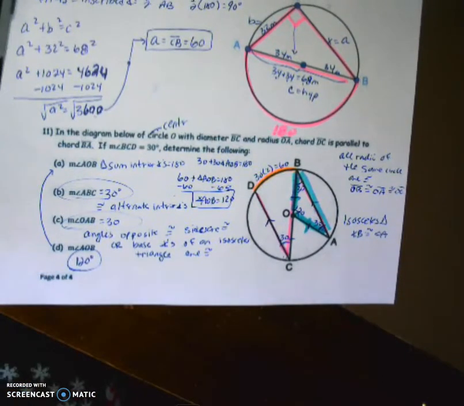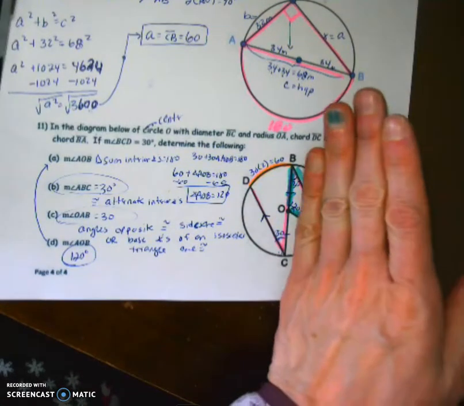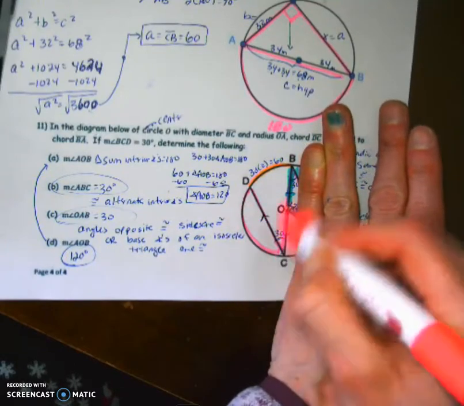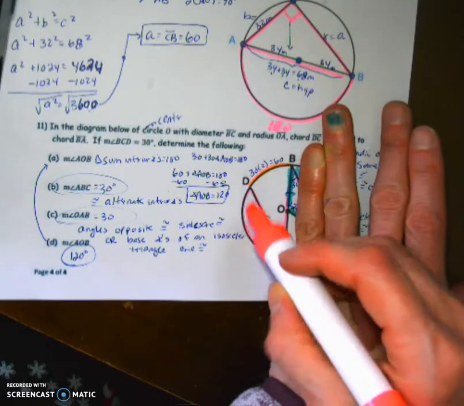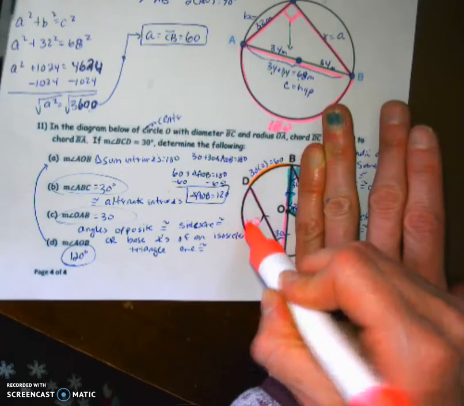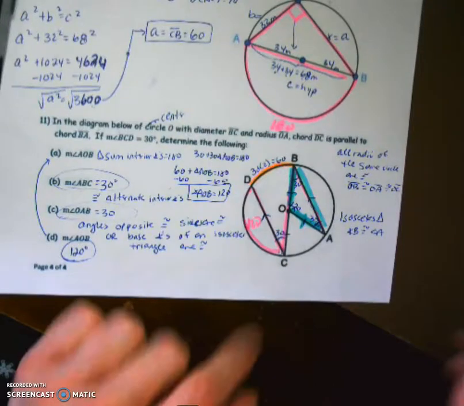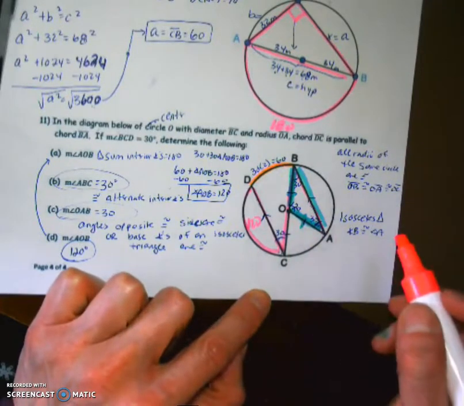So you guys are doing a fantastic job. I just want to show you, some of you I know went ahead and did things a little bit different. You could have also found some of these angles. You could have found the rest of this arc over here by doing 180 minus 60. That would have given you 120. Okay. A lot of different ways that you guys can do this stuff.